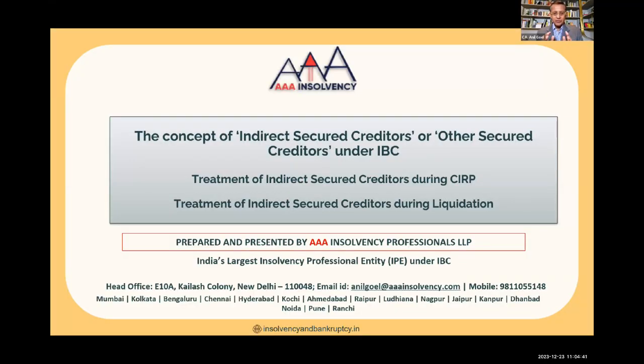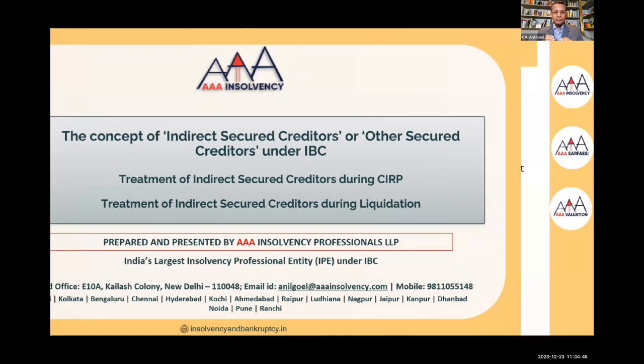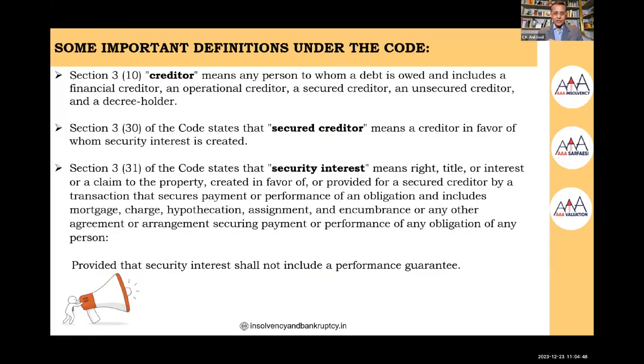Now, we have so far understood the meaning of the creditor, and there are only two kinds of classifications in the creditors. One classification is financial creditor and operational creditor. And the second kind of classification is secured creditor and unsecured creditor. To understand these two classifications, let us first of all see the definitions given in the Code.